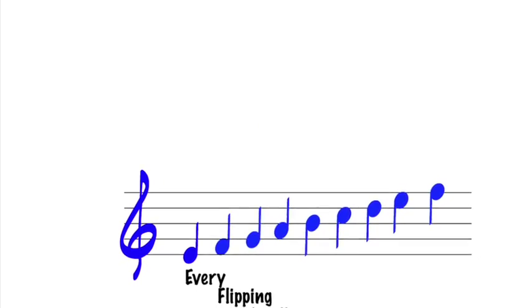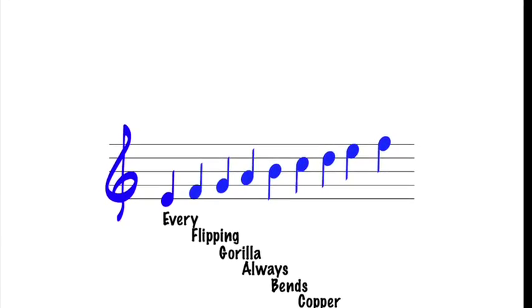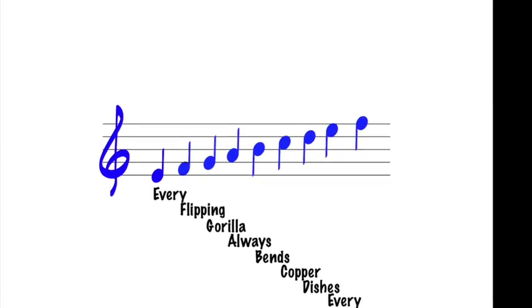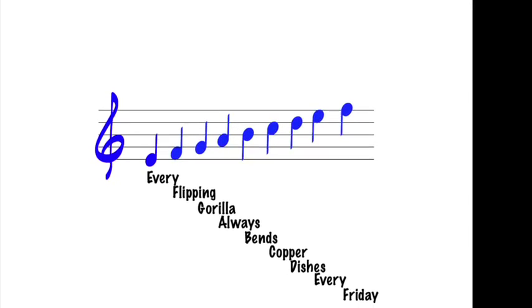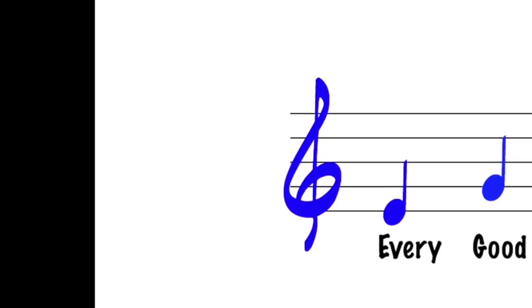If you're trying to memorize all of the names of the notes on the treble clef together, you might try "Every Flipping Gorilla Always Bends Copper Dishes Every Friday." That may be a lot to try and get in one setting, so most folks, when they learn the names of the notes, will learn just the lines or just the spaces.